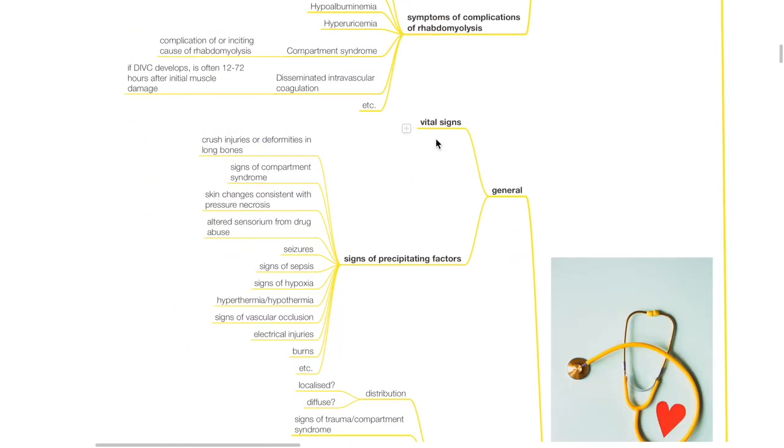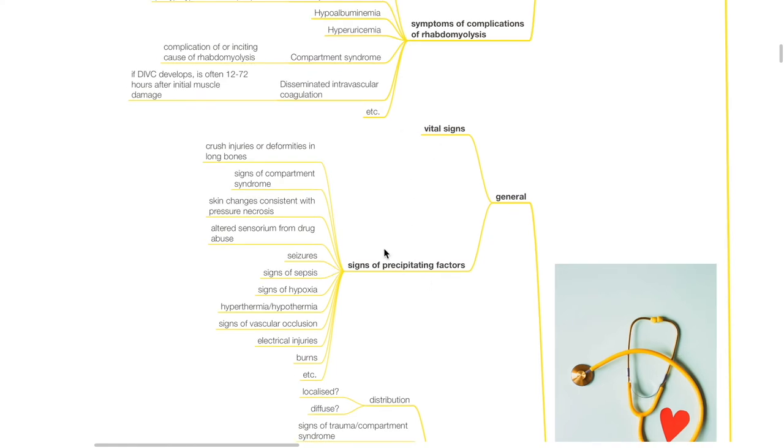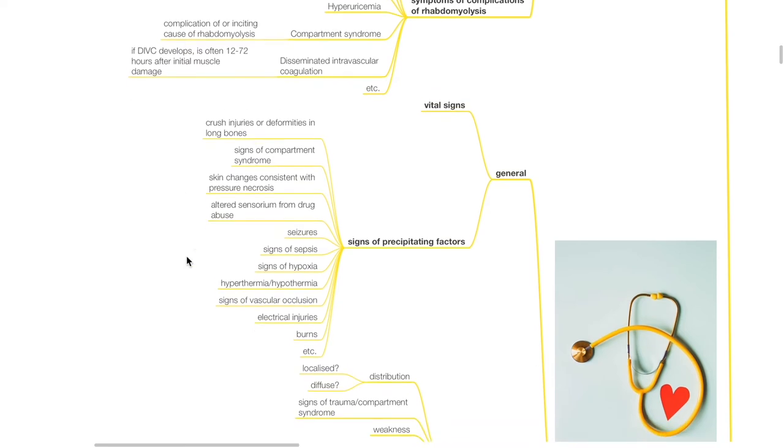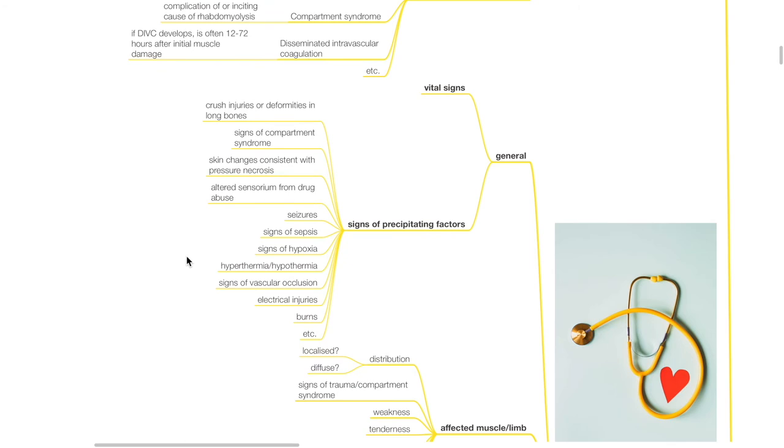Examination. Assess vital signs and signs of precipitating factors, such as crush injuries or deformities in long bones, signs of compartment syndrome, skin changes consistent with pressure necrosis, altered sensorium from drug abuse, seizures, signs of sepsis, signs of hypoxia, hyperthermia or hypothermia, signs of vascular occlusion, electrical injuries, and burns.